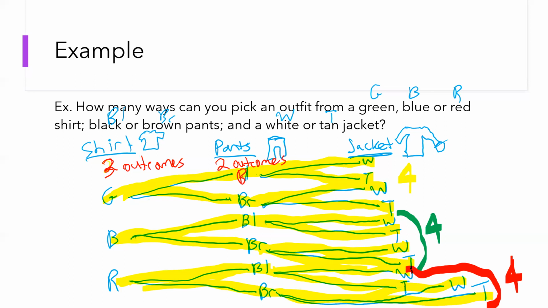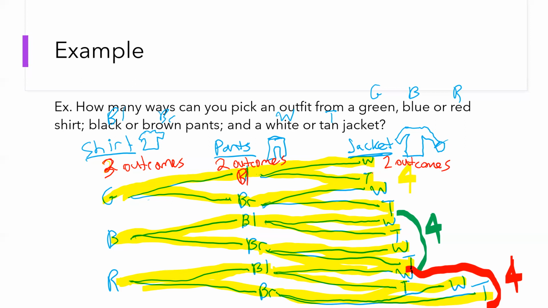And sorry, I erased that by accident. 2 outcomes for the pants, and then of course 2 outcomes for the jacket. So let's piece it all together. So I have 3 outcomes here, 2 outcomes here, and 2 outcomes at the very end. Do we notice anything, any pattern here?